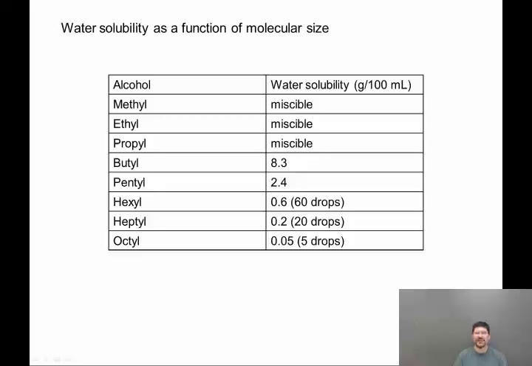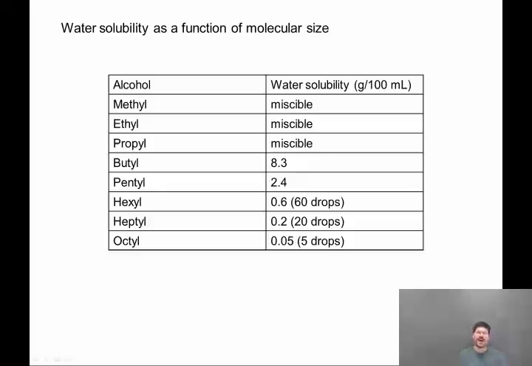Water solubility for molecules containing a similar functional group will also vary as a function of molecular size. So indicated on this slide is some data for alcohols. And for each alcohol, I'm giving their water solubility in units of grams per 100 mils. So as we saw on the last slide, methanol and ethanol are both miscible with water. Propanol is also miscible with water. But once you get to butanol, it's no longer miscible with water.